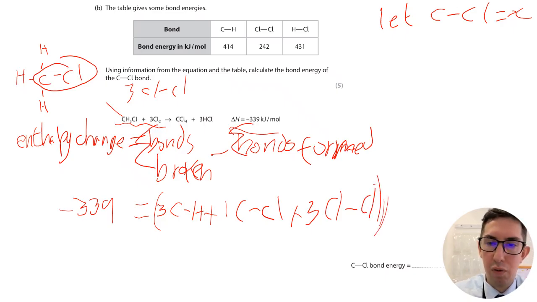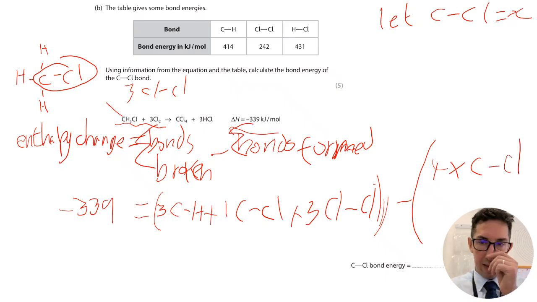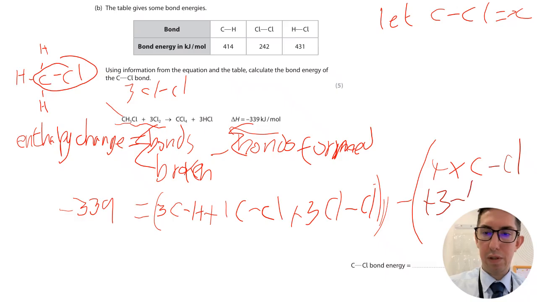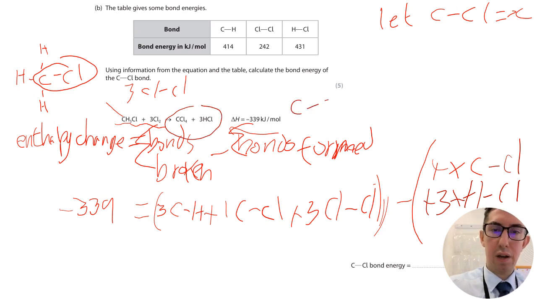And then bonds formed, so it's going to be minus bonds formed. We've got 4 times C-Cl bonds. That's again X, what we're trying to calculate, plus 3 times H-Cl bonds. So you can see over here we've got those carbon-chlorine bonds, and we've got 3 lots of H-Cl bonds.